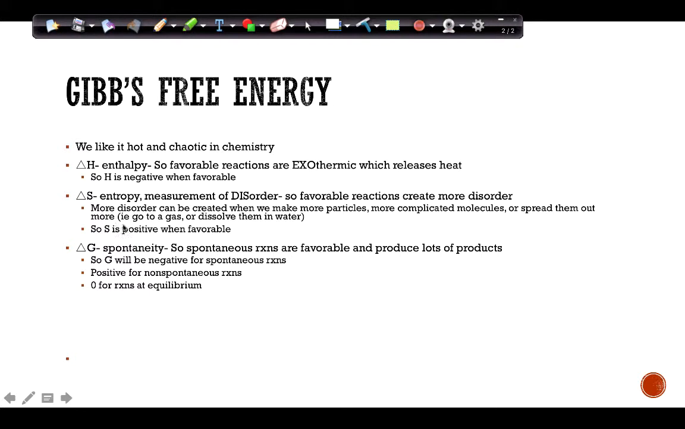So delta S will actually be positive when favorable. You have to remember that entropy is a measurement of disorder, not order. So delta H will be negative when it's favorable. Delta S will be positive when it's favorable. Now, delta G is spontaneity. Spontaneous reactions are going to be favorable and produce lots and lots of products. So G is going to be negative for spontaneous reactions and be positive for non-spontaneous reactions. Now, if it's at 0, the reaction's at equilibrium.